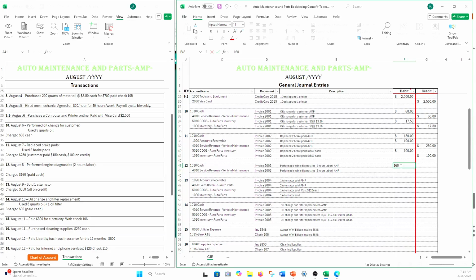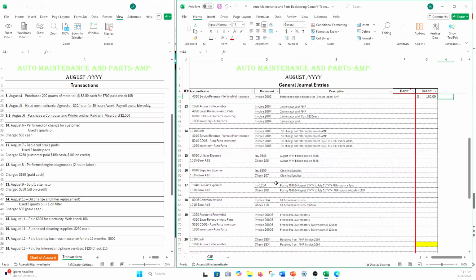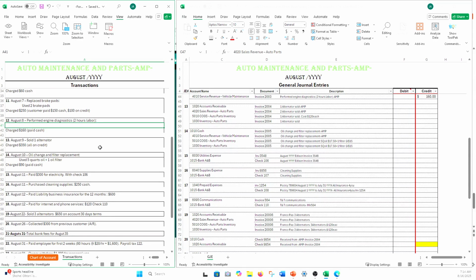Okay, so we don't see that in cash, and the reason why we don't see the 160 is because we performed a service, just a diagnostic. The 160 is a revenue, it's an income. So I'm going to move this one a little bit to the top. Okay, I'm going to save this one. And let's move to number 13. Let me move this one too.